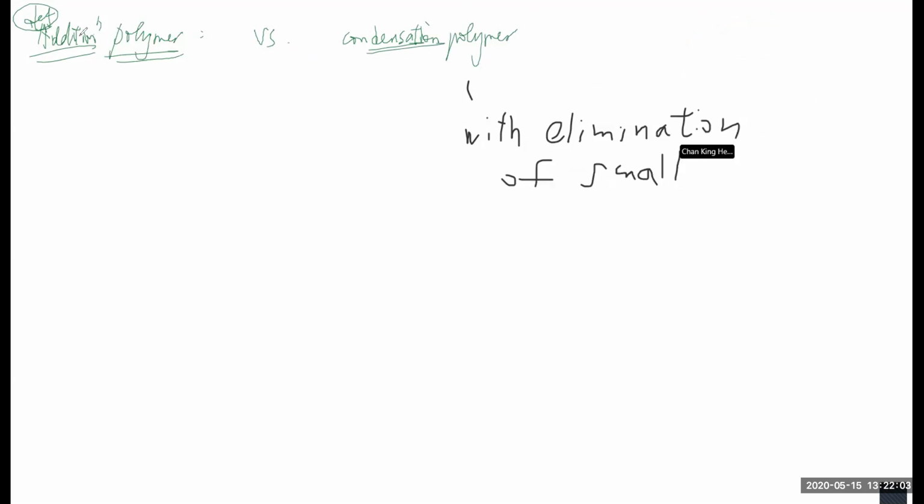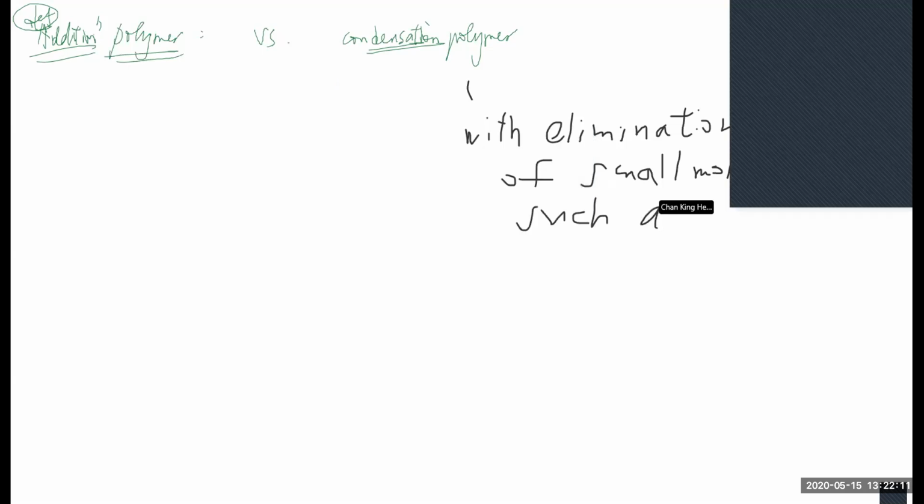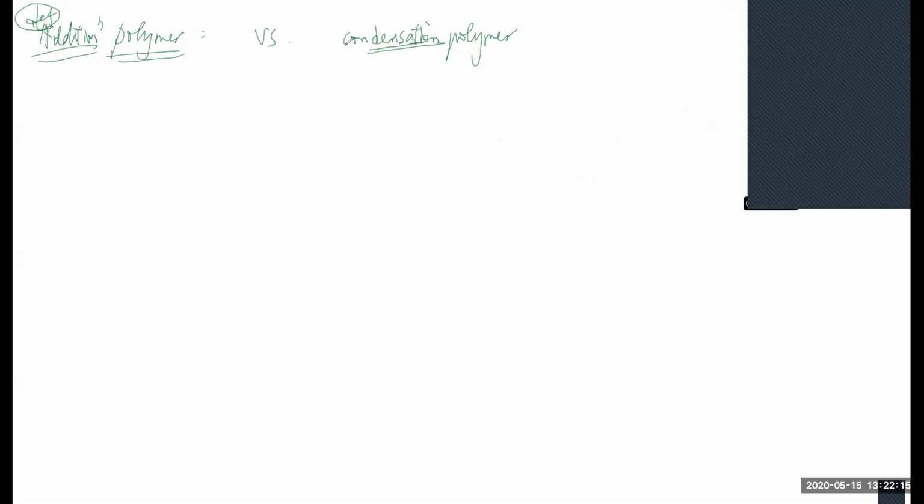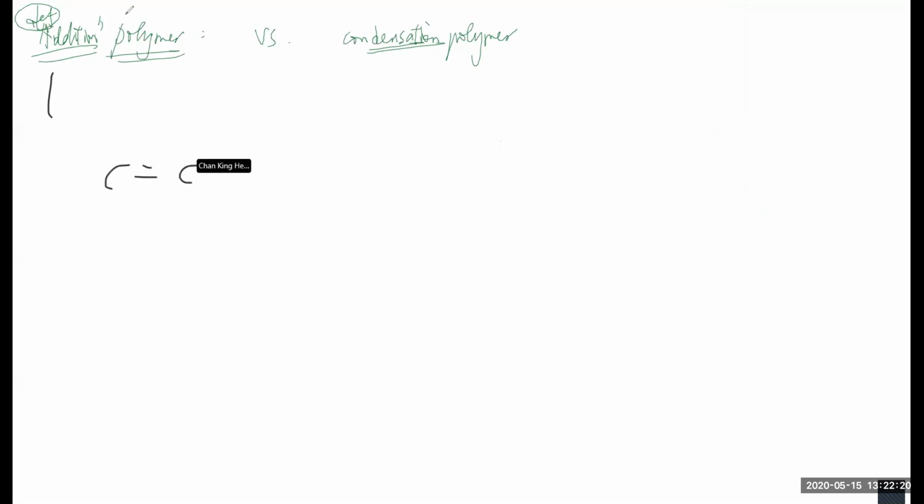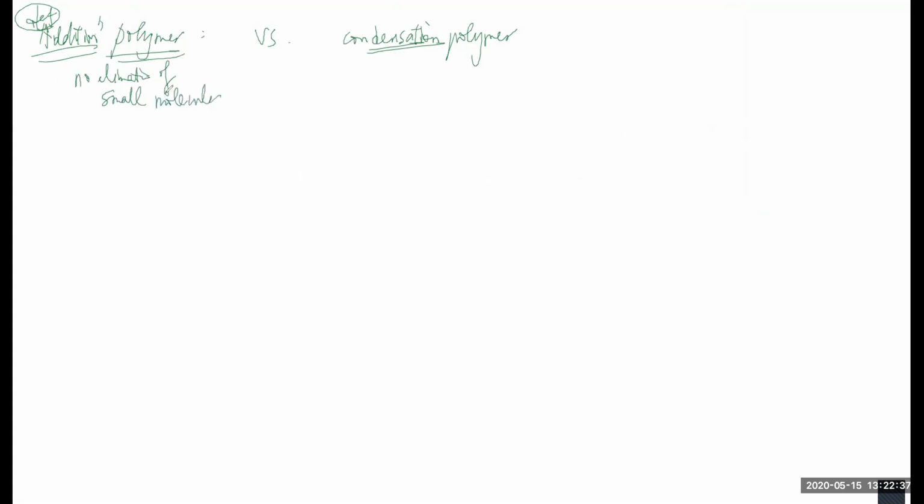Anyone who can tell the difference between those two? The process involves the elimination of small molecules for condensation, just like water, right? How about addition? Tell me, no elimination of small molecules during the process, but this one with elimination of small molecules during the process. The composing monomer is different. What is the difference between the two?